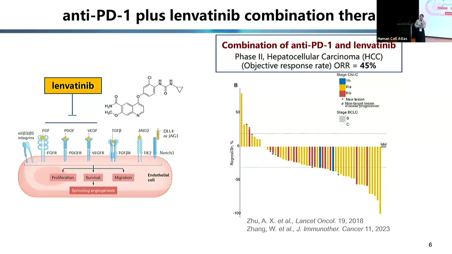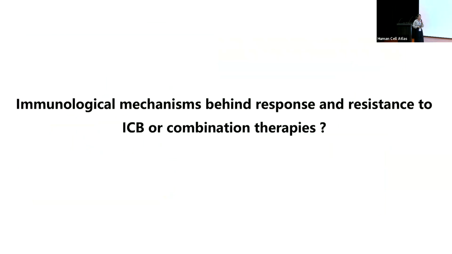One of the examples is combined PD-1 and lenvatinib. This is the multi-TKI inhibitor. And in a phase 2 liver cancer study, the combination therapy showed improved treatment efficacy compared to PD-1 alone, but the mechanisms were not clear. So our question was, what are the immunological mechanisms behind response and resistance to such therapies?